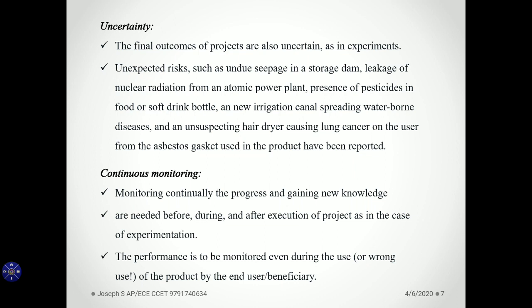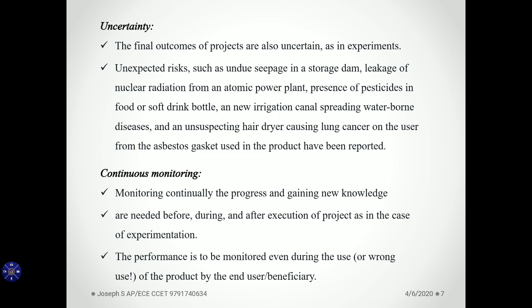So even though we have designed a product and we have gone through the partial ignorance, after completing the product there will be uncertain things that happen unexpectedly. So that is the unexpected risk. For example, here it is given that there will be a pesticide in food or soft drink bottle. No manager or organization will do this with the expectation to put a pesticide in the drinking bottle. So it is an unexpected risk. This is the uncertainty after manufacturing the product.